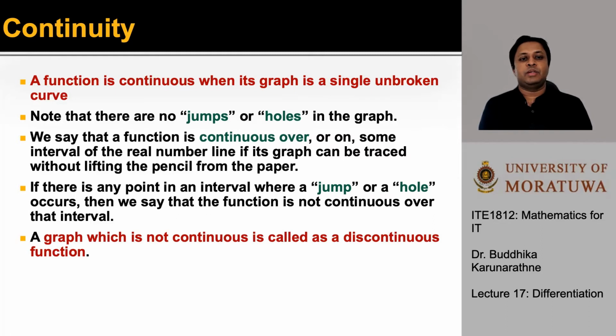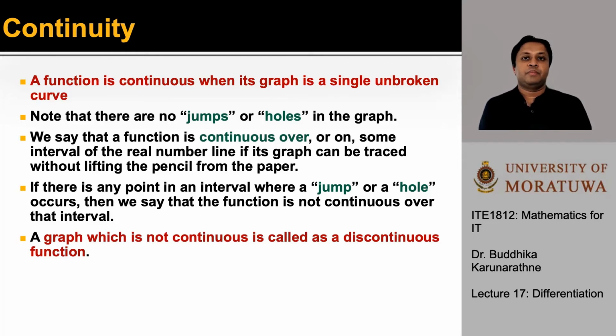When you see that, you will notice that there are no jumps or holes in the graphs. In other words, there are no discontinuities. If the function is continuous, we say that the function is continuous over some interval of the real number line if its graph can be traced without lifting the pencil from the paper. So you can basically draw the graph without lifting the pencil for a continuous function.